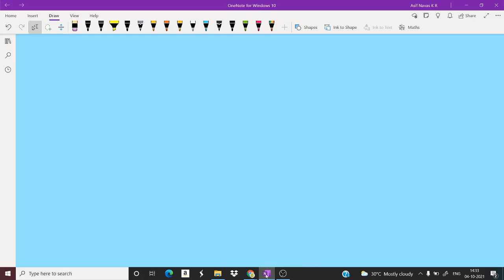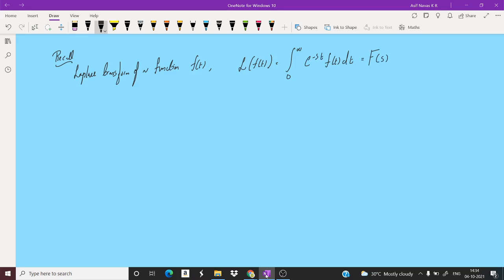Let us recall what is Laplace transform. The Laplace transform of a function f of t is denoted by L of f of t, which is equal to the integral from 0 to infinity of e raised to minus st f of t dt. And this integral must be a function of s, and we denote it by F of s.